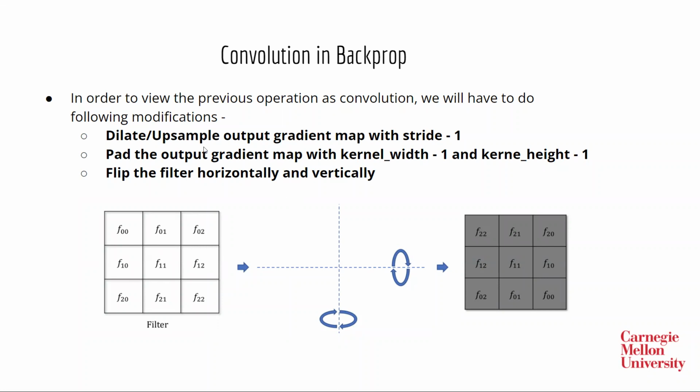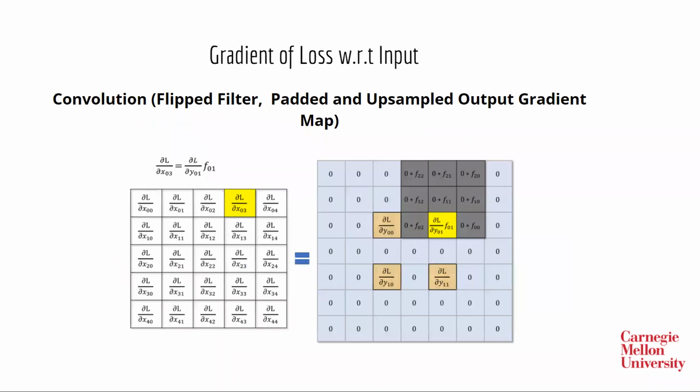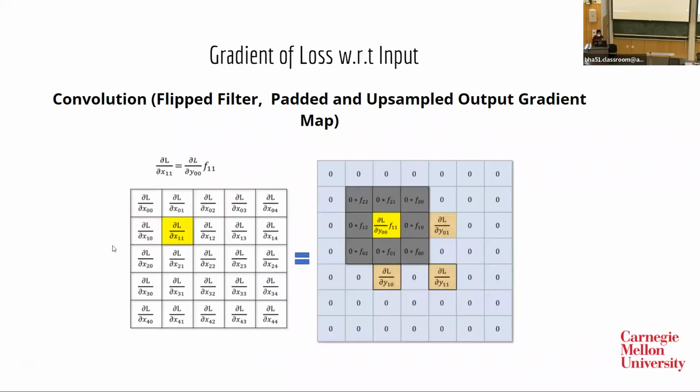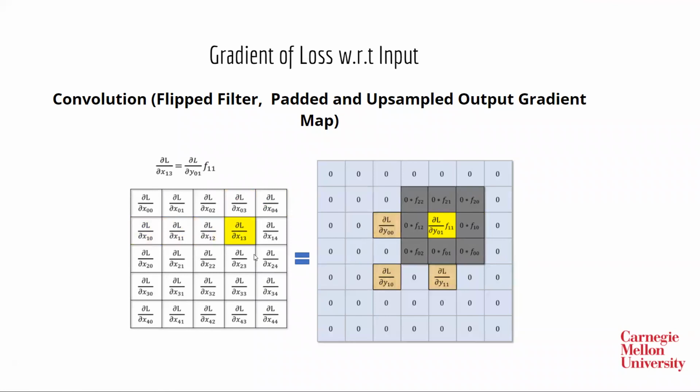So essentially, in order to find the gradient of loss with respect to inputs, you will have to dilate or upsample your output gradient map with stride minus 1. You have to pad the output gradient map with kernel width minus 1 and kernel height minus 1. You have to flip the filter horizontally and vertically, and then do the convolution between the 2. So this is how the convolution looks like, and we get back the input size, which is 5 cross 5, right?